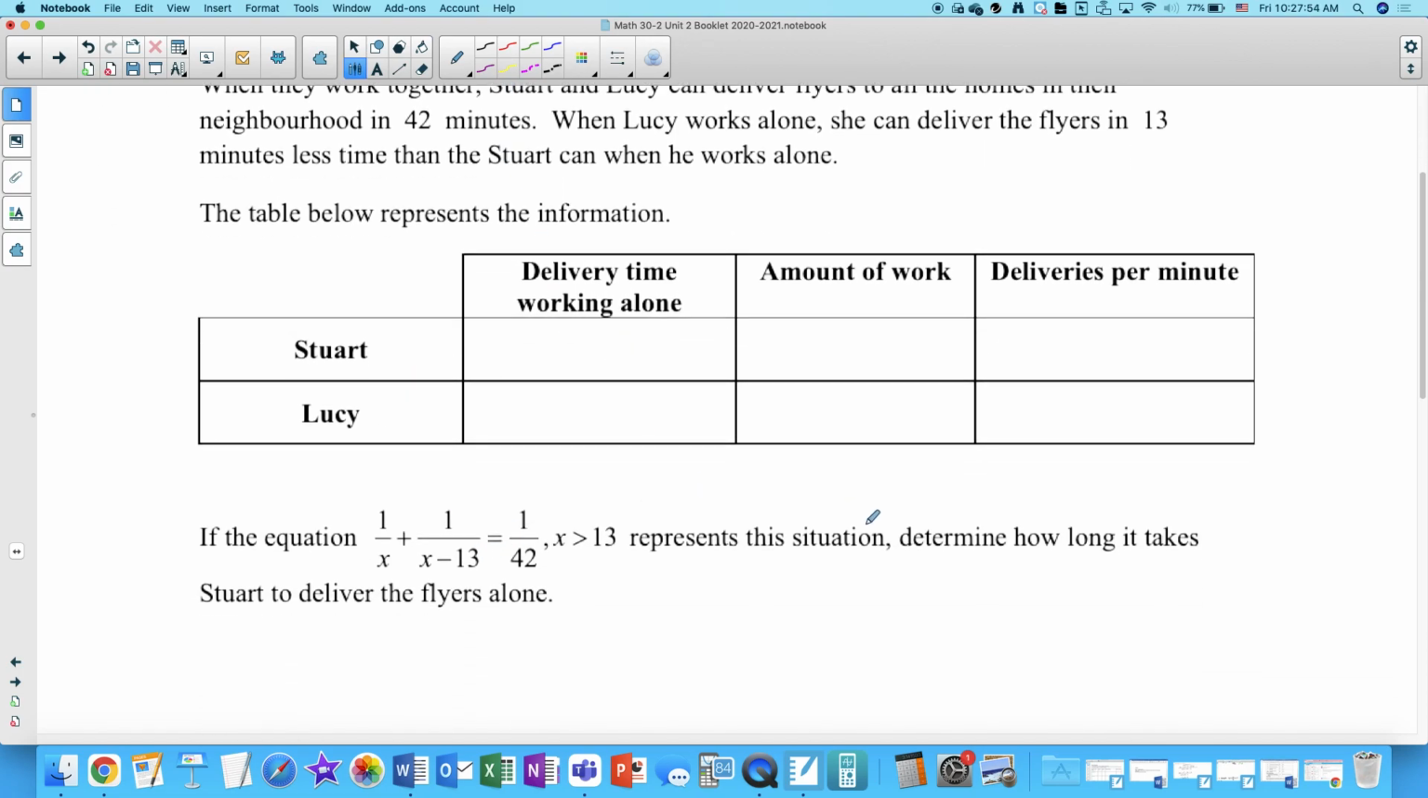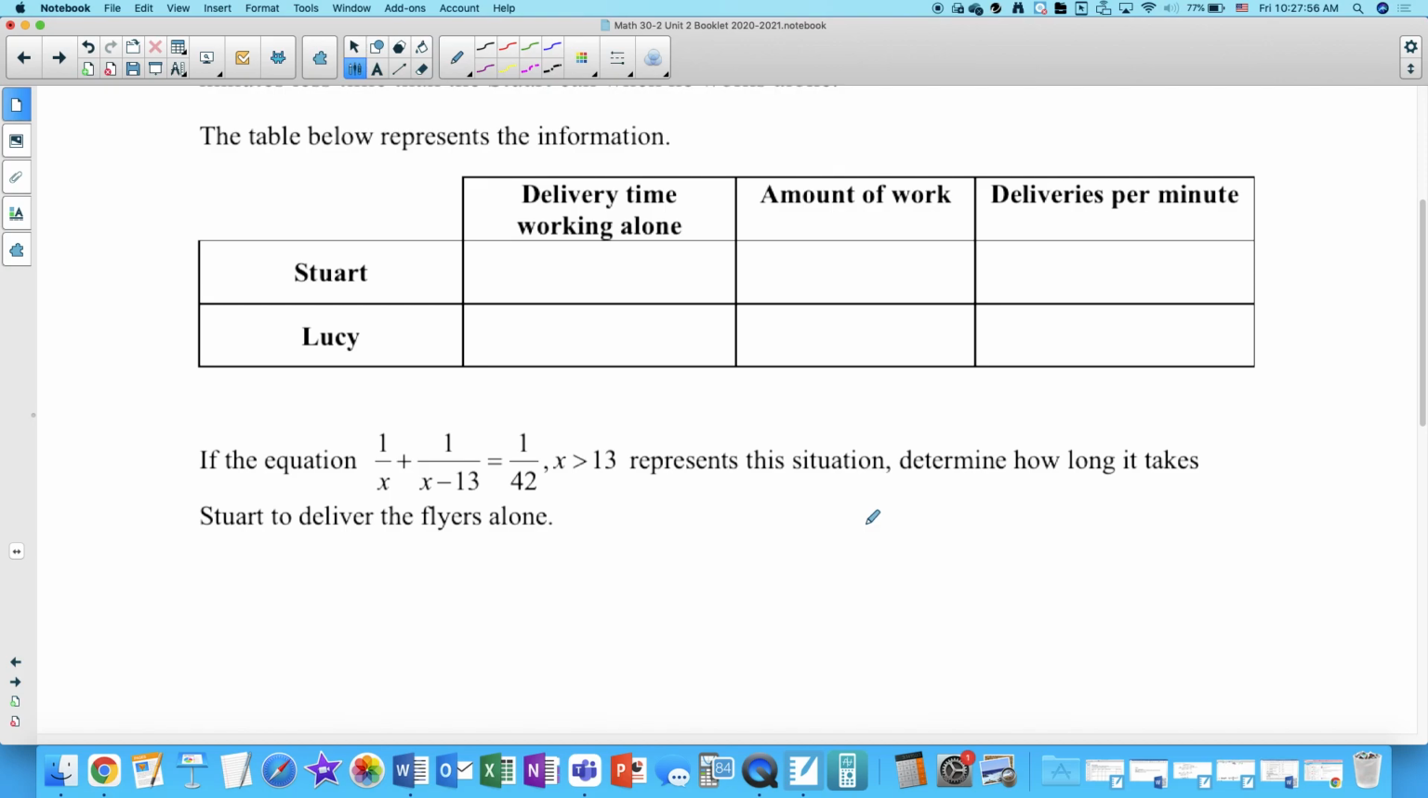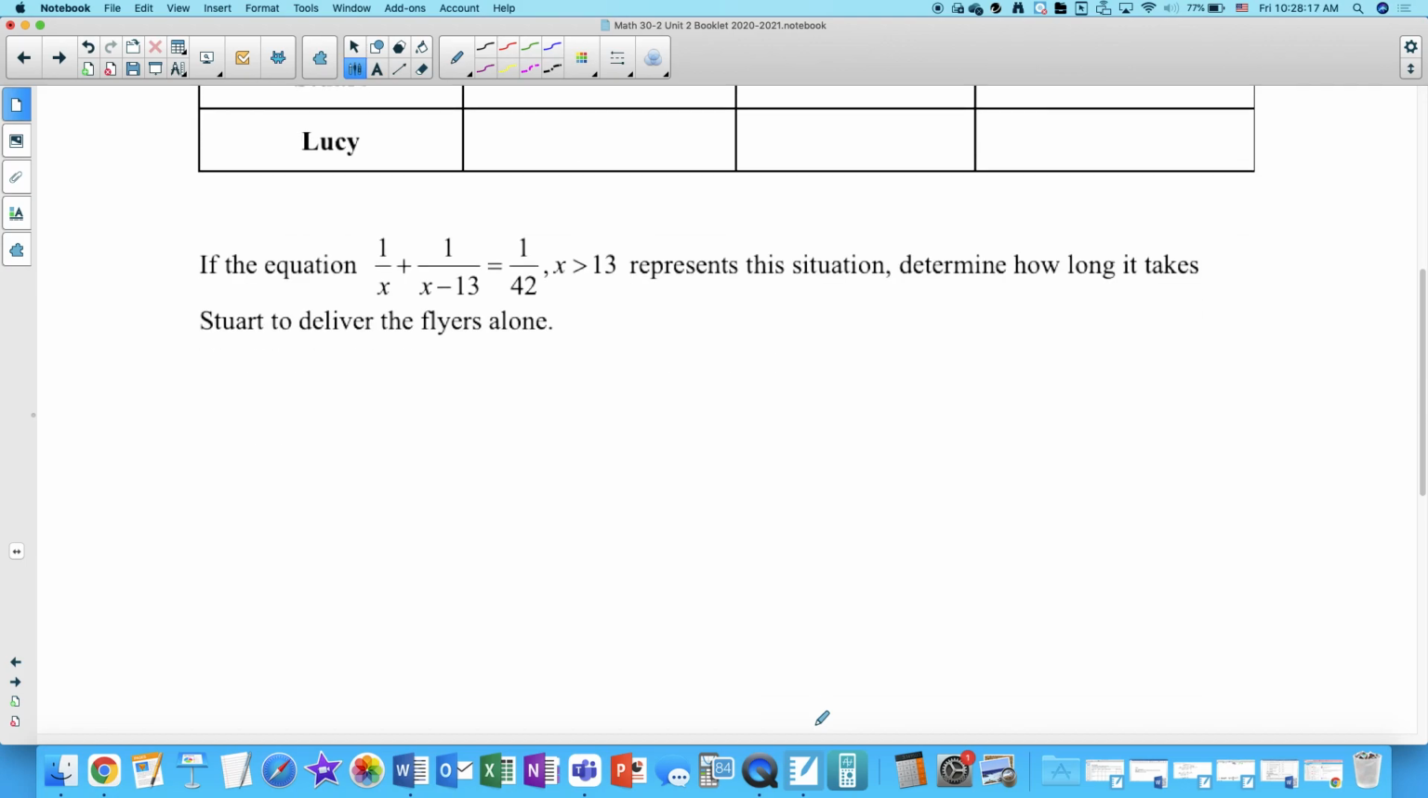Now, one thing that's really helpful to think about when you're working through these problems is what is being asked for. At the end of the day, we're asked to determine how long it takes for Stuart to deliver flyers alone. Okay? So the idea here is that Stuart delivers flyers. Is it Lucy? I think Lucy. Lucy delivers flyers. If they work individually, this is how long it takes them to deliver all the flyers. If they work together, they can do it in 42 minutes. Okay?